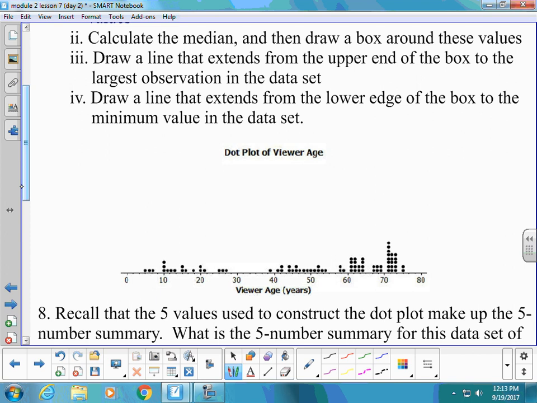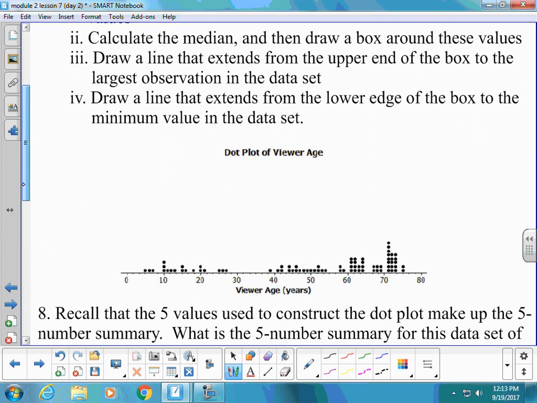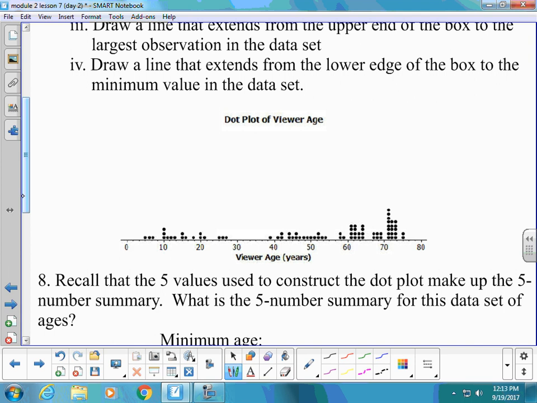Okay, so you're going to want to actually turn back in your book. You're going to want to stay on the same page. Or you're going to want the back page, I'm sorry. They give directions on how to do the box plot on top of the dot plot, but personally I don't like those directions, so I'm going to give slightly different ones.